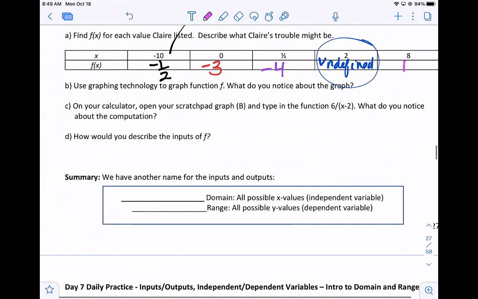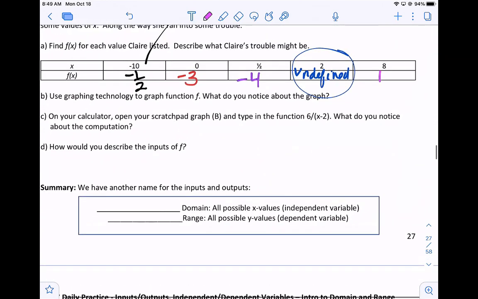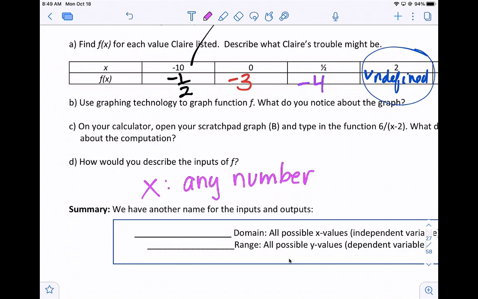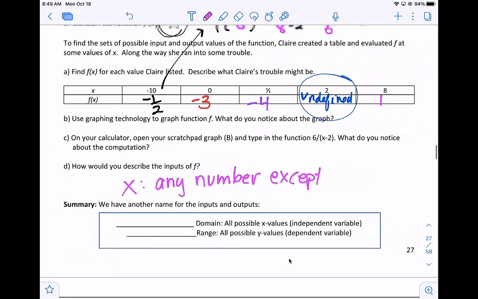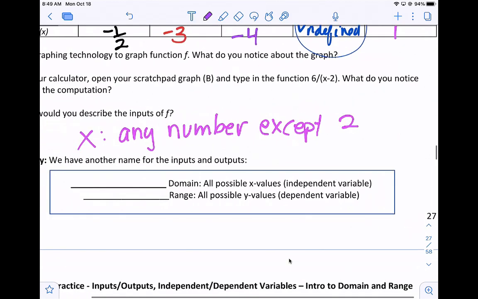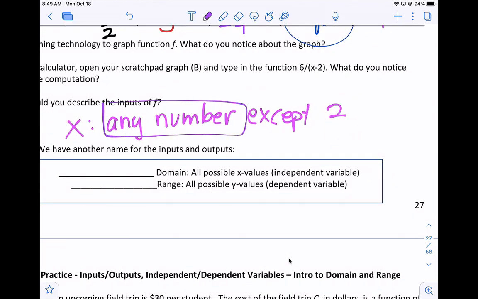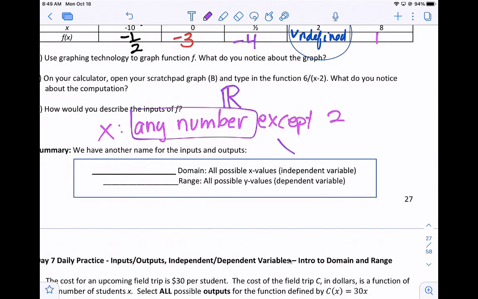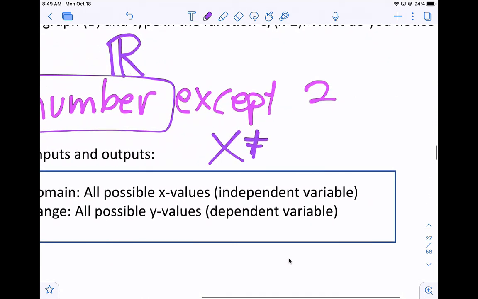Okay, how would you describe the inputs of f? Okay, so the inputs are everything except 2. So our x values can be any number except 2. Another way to write that is any number. We call this any real numbers, the symbol is an R with two lines, except x cannot equal 2. So I would say x does not equal 2.